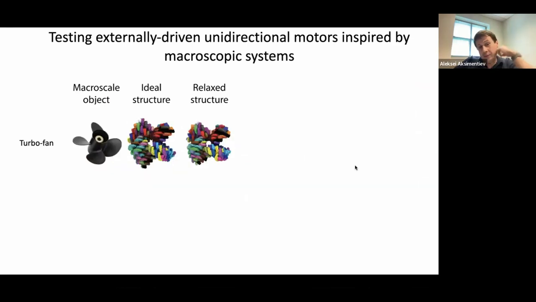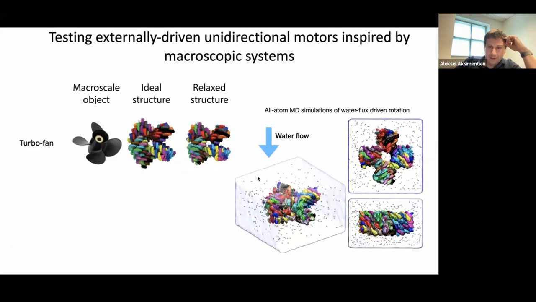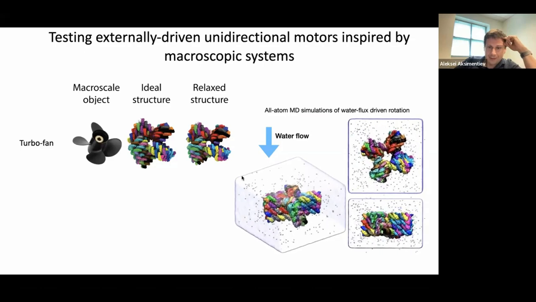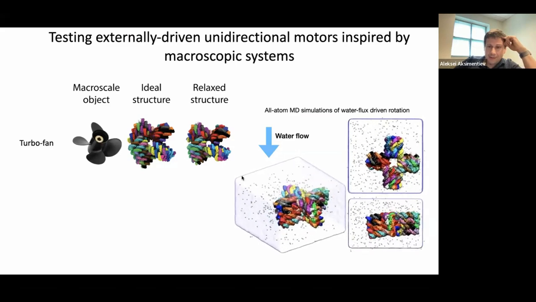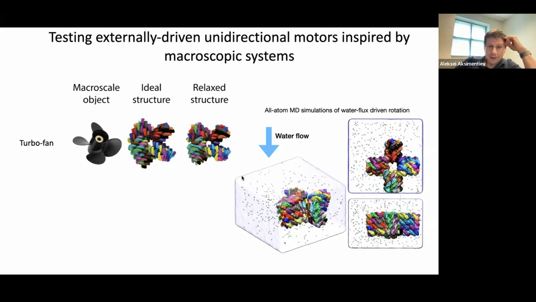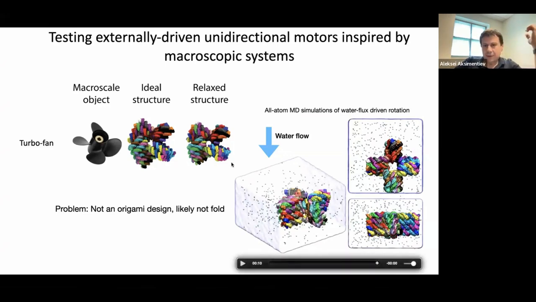The turbofan propeller. This is also Scott Michael's design, which he made back in 2016, I think. Here, the idea was that we stuck DNA helices in the form of a square lattice propeller, and that one actually worked. Regardless of whether we apply electric field or stimulate the flow with a fluid, it was shown to spin unidirectionally very nicely. The only problem with this design was that it wasn't an origami design, meaning that it was very difficult to fold and experiment, which is why we didn't publish it. Although we probably should have.